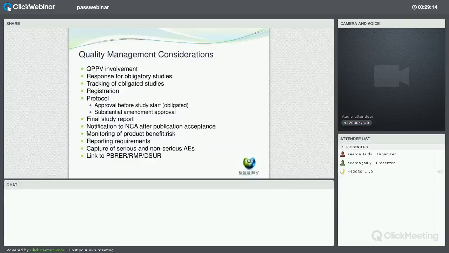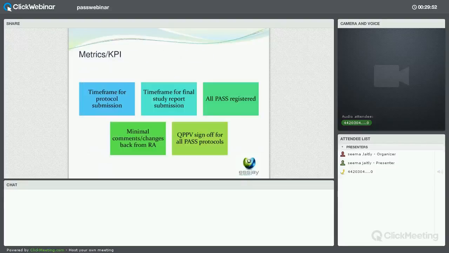Your reporting requirements, make sure that you know exactly what study it is. Is it a clinical trial directive study under 2001/20 interventional, or is it one that you need to use post-marketing guidance or reporting requirements for? Capturing of your serious, non-serious adverse events and making sure that they're reported. Remember, there are some countries where non-serious adverse events may be required, in which case you would need to send these through from these studies. And making sure you link to your other documents, such as your PBRER, RMP, DSUR, so that at each stage, where relevant, the right information does go into those documents.